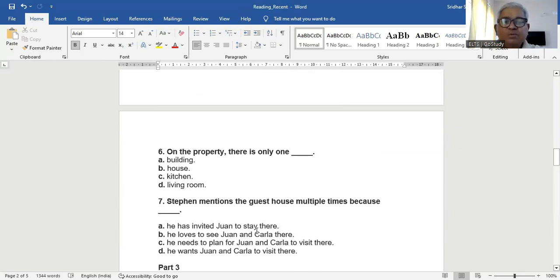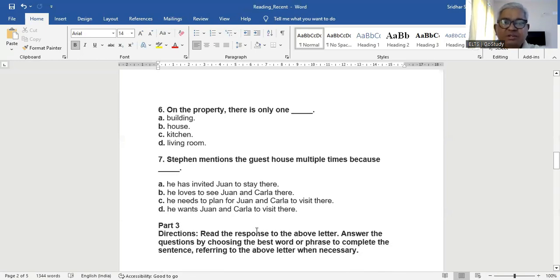On the property, there is only one A, building, B, house, C, kitchen, D, living room. On the property, there is only one kitchen, which we can infer from the paragraph.